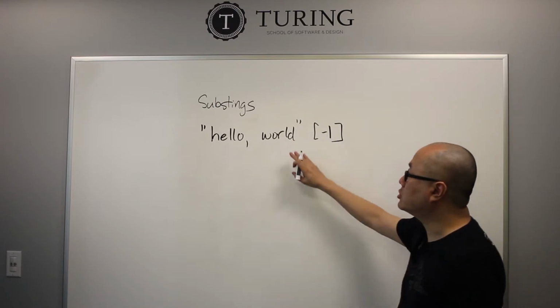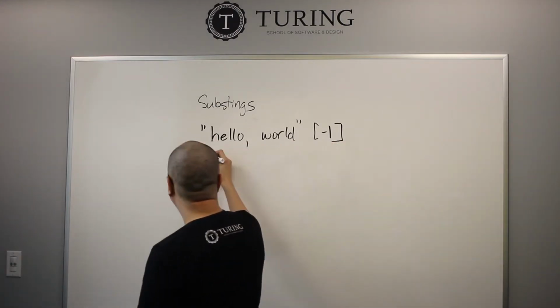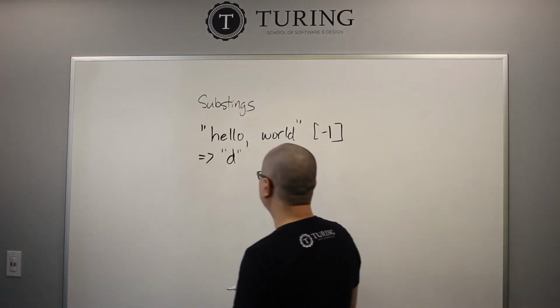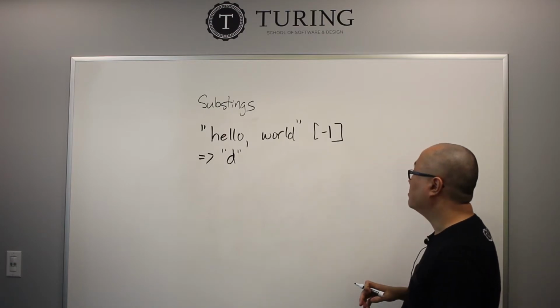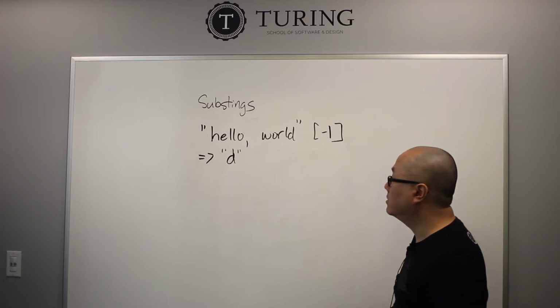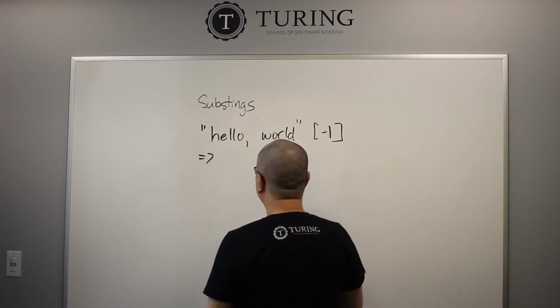The -1 in the brackets on the string hello world. Well, if you've typed this in correctly, you should get the string letter D, because -1 starts us counting from the back. So we get the D. So what do you think that we would have to type in if we wanted to get the string R?